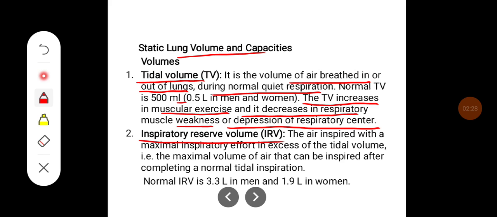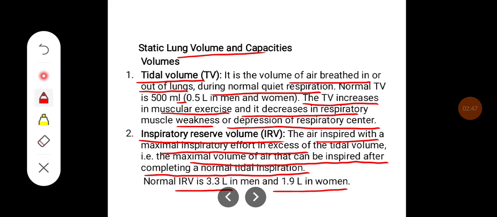Inspiratory reserve volume, that is IRV, the air inspired with a maximal inspiratory effort in excess of the tidal volume, that is the maximal volume of air that can be inspired after completing a normal tidal inspiration. The normal inspiratory reserve volume is 3.3 liters in men and 1.9 liters in women.